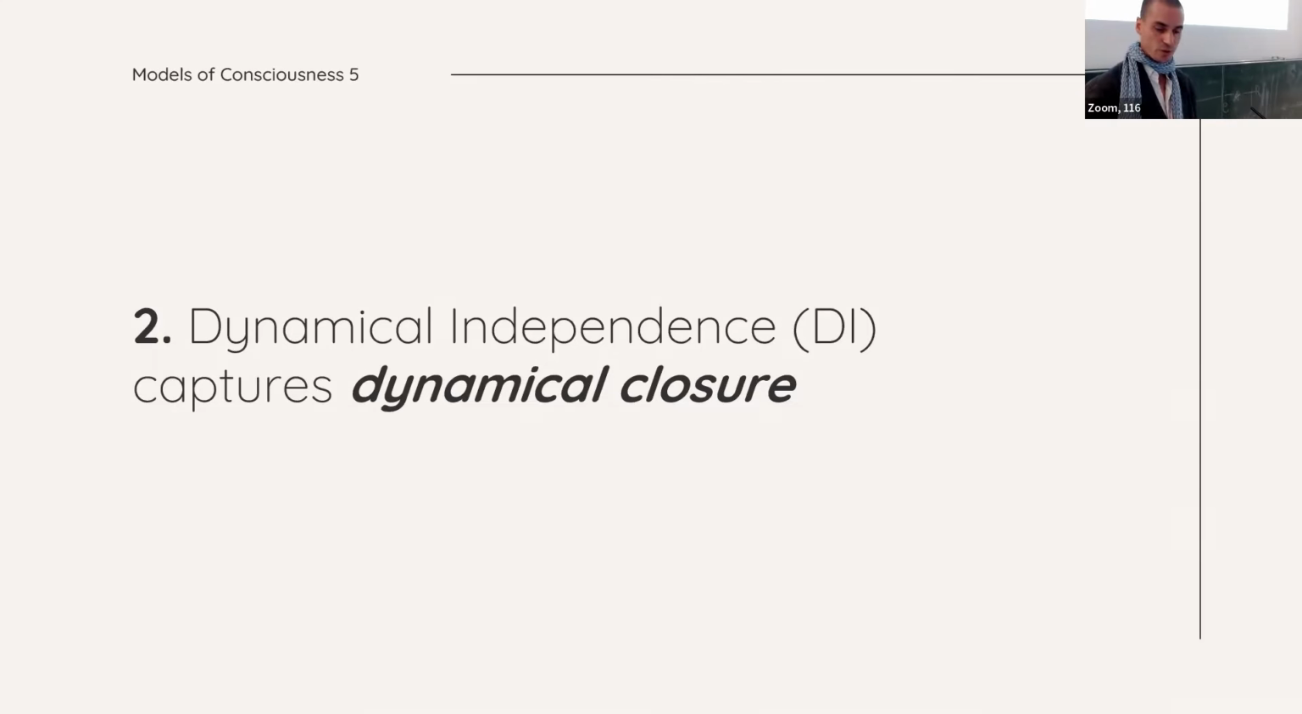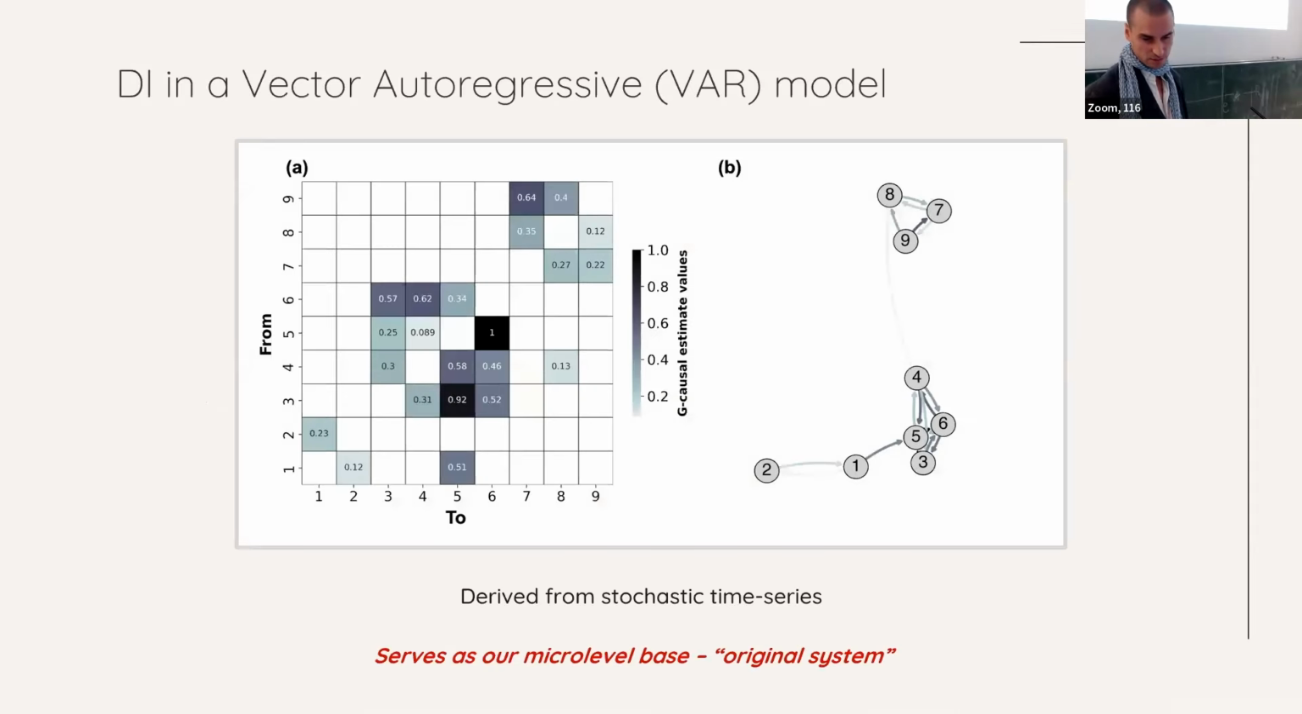What I will first do is explain by construction the nature and behavior of dynamical independence, and then get into some data. So we begin with a simple toy model to illustrate how dynamical independence works on a stochastic time series. By stochastic time series, all I mean is some randomness in the time series. This is a causal graph, derived from a vector autoregressive model with 9 variables. You don't need to know what a vector autoregressive model is. We see that it is instantiated with a prescribed connectivity. So what we want to do is find the emergent dynamical structure in this system. Here, this serves as our microscopic base.